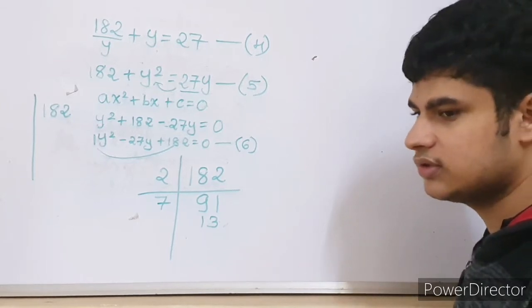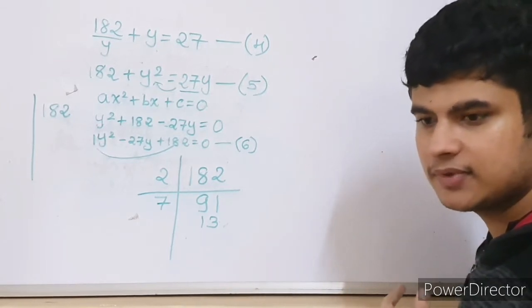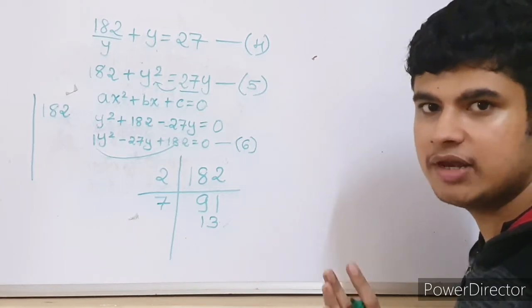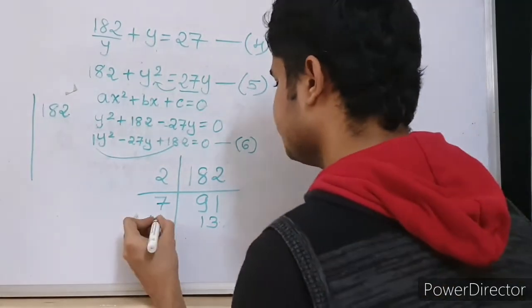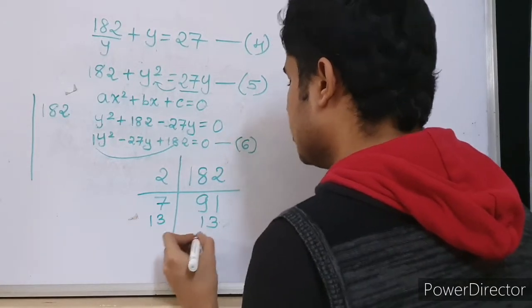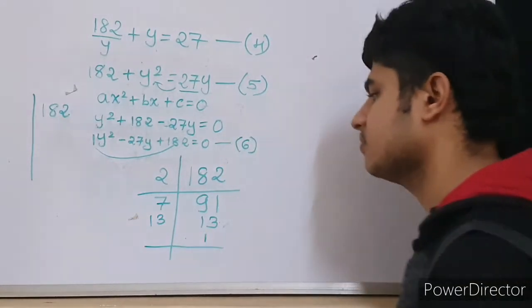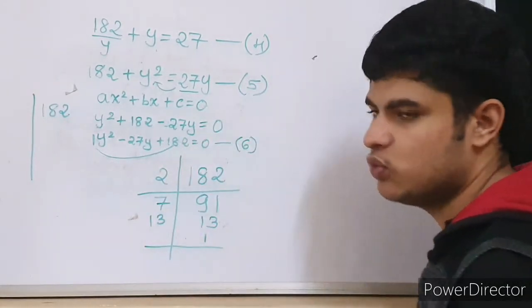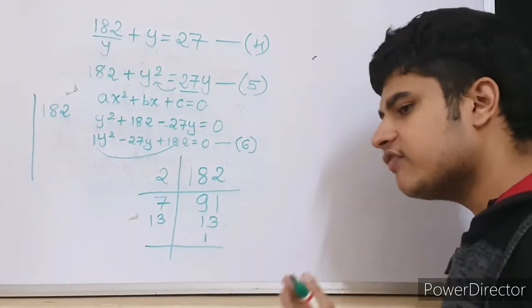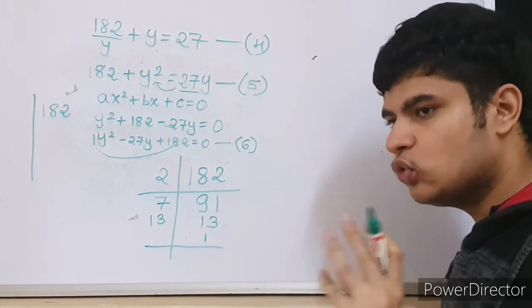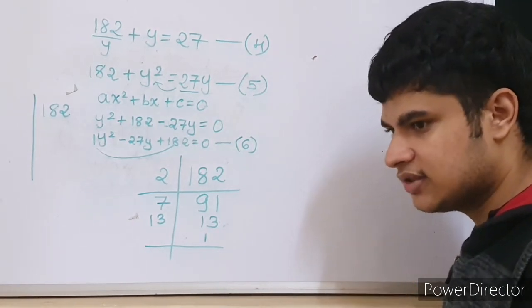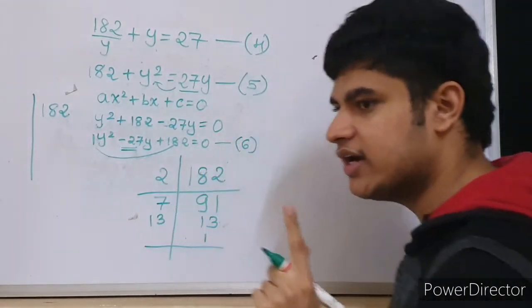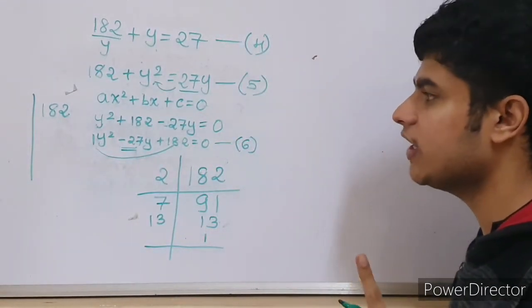And you all know 13, it won't come in any table except 1 and 13. And we don't consider table 1. So 13 1s are 13 and we are done. Of course, if you do 13 into 7 into 2, it will come to 182 only, no doubt. Now I have to take those terms together such that their sum comes to minus 27. Product will definitely come. So how can I do that?